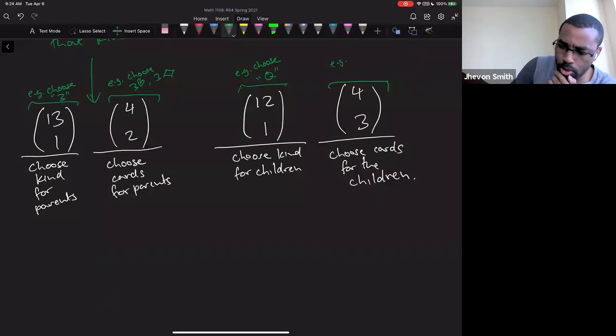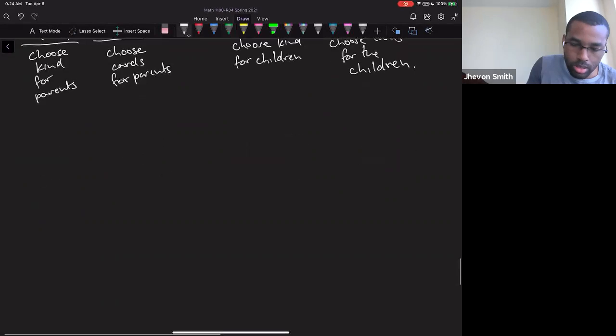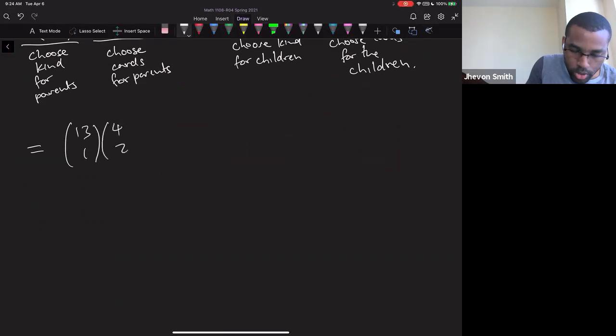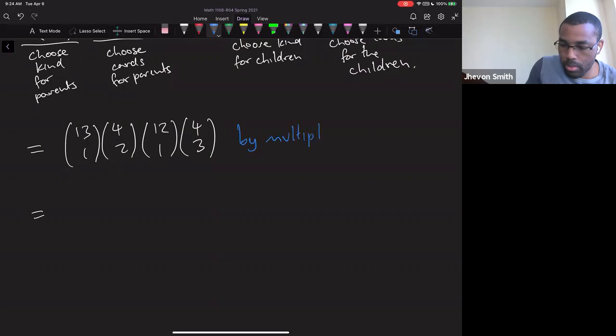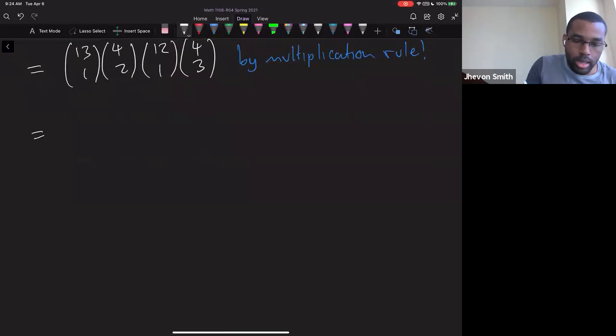Here, for example, you're going to choose the Queen of Hearts, the Queen of Diamonds and the Queen of Spades. Right? Yeah, and then the multiplication rule. You multiply these together. So it's 13 choose 1, 4 choose 2, 12 choose 1, 4 choose 3. And that, I believe I computed to be 3,744.